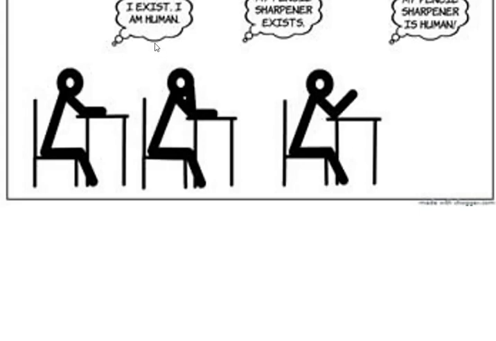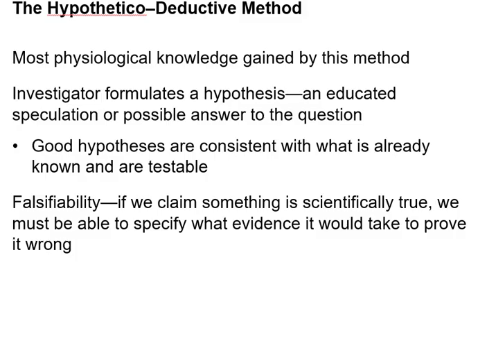Here's another one of those. I exist and I'm human. My pencil sharpener exists, therefore my pencil sharpener is human. So again, you have to be careful that one thing doesn't necessarily follow the next.